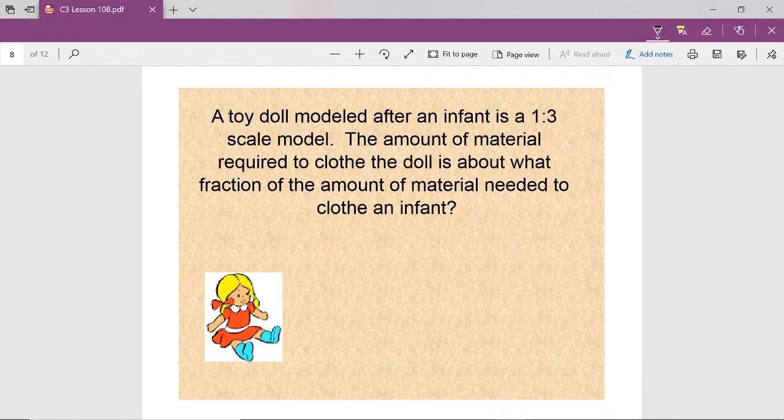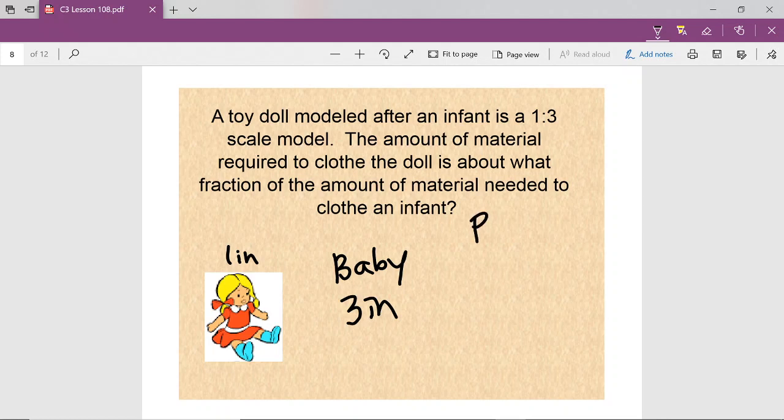Last one, hopefully you can do this on your own by now, but I'll just show it once more. A toy doll modeled after an infant is a 1 to 3 scale model. So if some dimension on this doll is 1 inch, then the actual baby would be 3 inches in that dimension. So the amount of material required to clothe the doll is about what fraction of the amount of material needed to clothe an infant? Well, if we're talking about clothing, we're not talking about a one-dimensional something. We're talking about 2 dimensions, so surface area.